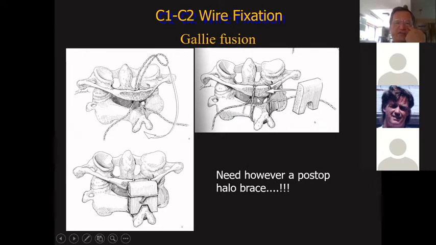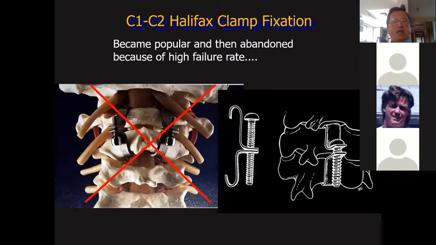graft taken from the posterior iliac crest. They need, however, a post-op halo brace. The authors have placed halo brace afterwards. This is a historic one, Halifax clamp fixation. We have left it. It is not in the market yet, since they were dislodging with the rotational movements of the head.